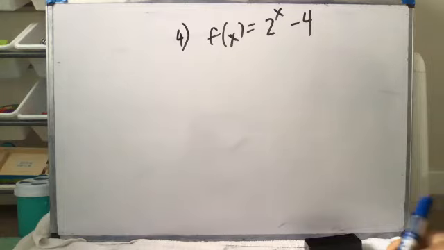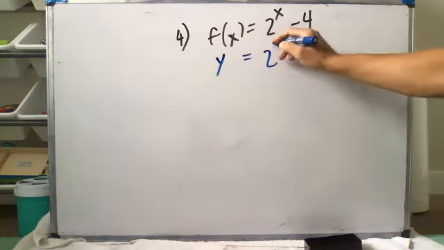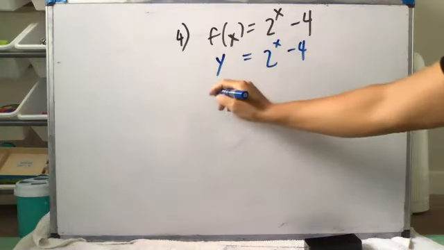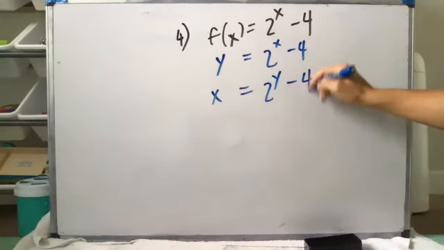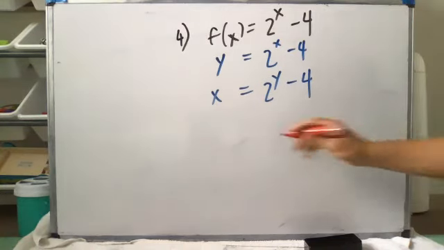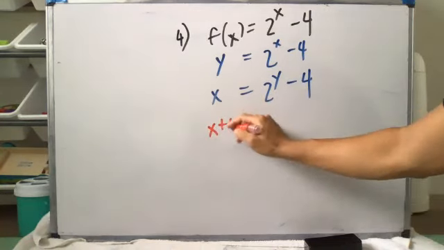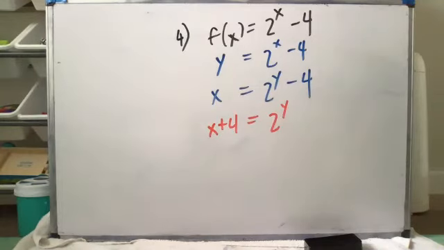All right, I'm going to start writing out the solution. So first we just change to y, and then we're going to switch x and y, right? This is how you find inverses. Remember, we just switch x and y and then solve for y, right? So what I want to do is get my exponent by itself before I can apply that inverse idea. So I'm just going to add 4 to both sides. I get x plus 4 is equal to 2 to the y.